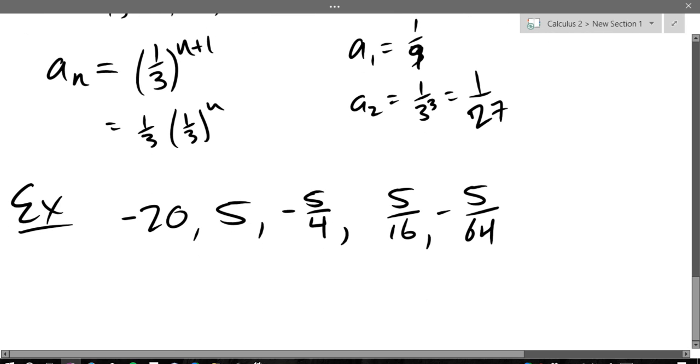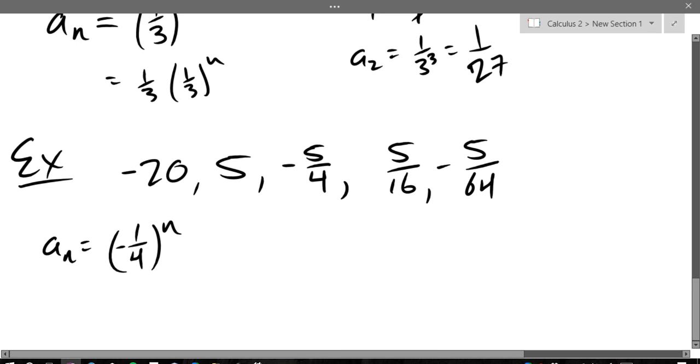All right, pattern. Times negative 1/4. So alternate signs, so I need either the 1/4 to the n times negative 1 to the n, or just negative 1/4 to the n. So you can decide which one you like to use. So first of all, does this get us a negative when n is 1? It does, which is what we want, so that's good. Does this get us 20? Sure doesn't, so we got a lot of work to do.